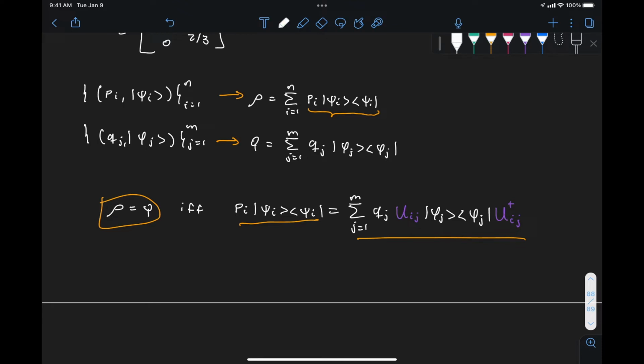Now, in textbooks, you will see this equality expressed in the form square root of p sub i, |psi sub i>, equal to the same sum, j from 1 to m, of square root of q sub j, u sub ij, |phi sub j>, which is perfectly equivalent to what we have here, because these p sub i's and q sub j's are real numbers. So when we do the outer product between this side with itself and then this side with itself, we get to the same relationship we have here above.